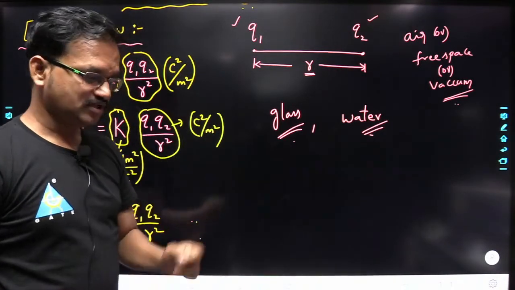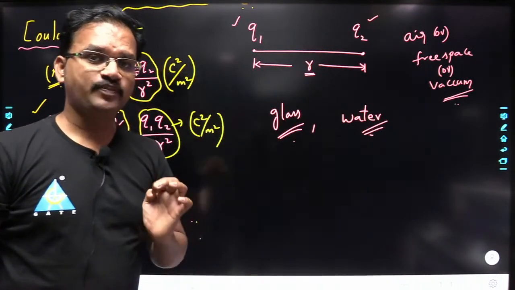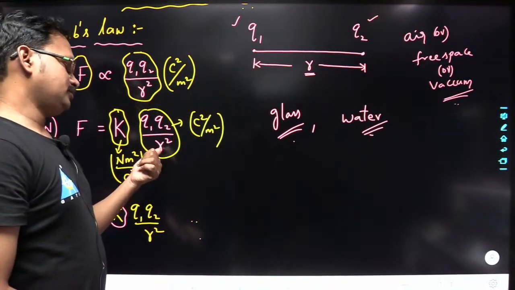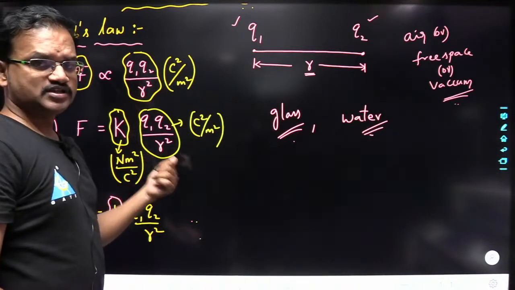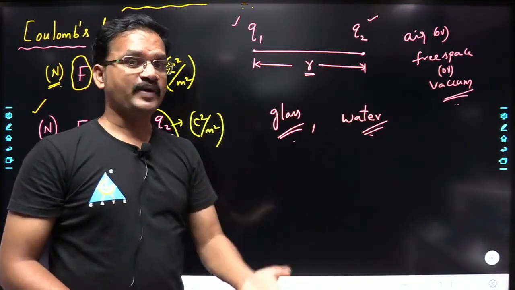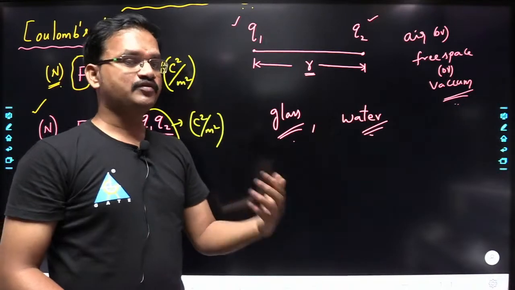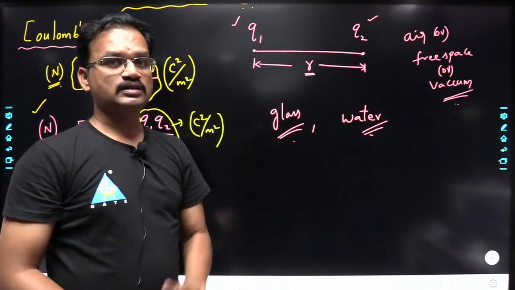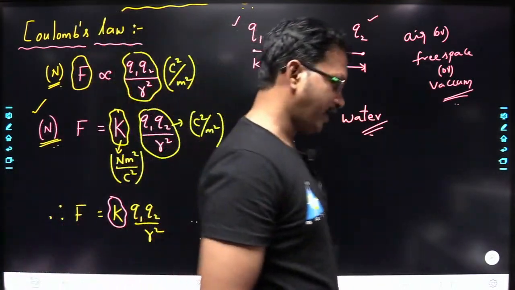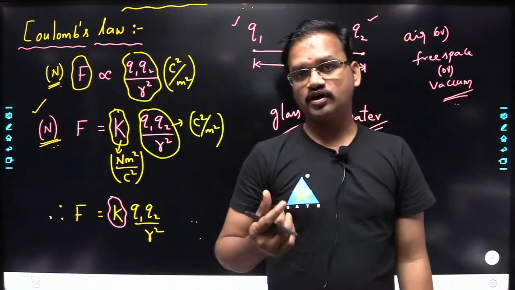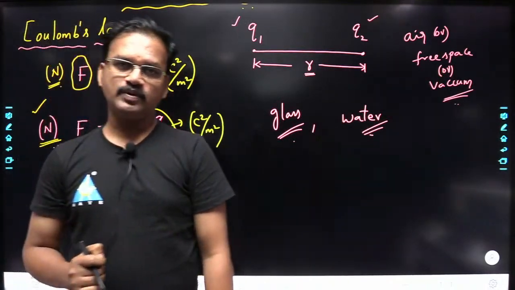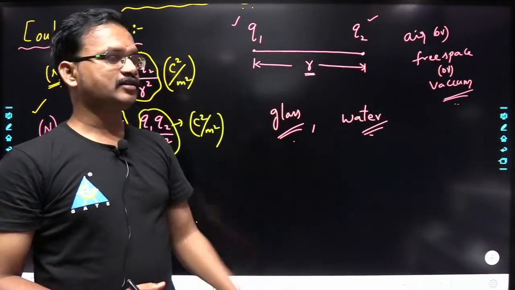So that means the force between the charges is not only depending upon Q1 and Q2 and the square of the distance between them. It is not only depending upon the product of the charges and the square of the distance between them. It is also depending upon the medium in which you are calculating the force, or the medium in which you have kept these charge carriers. So the force between any 2 point charges is not only depending upon the product of the charges and the square of the distance between them, it is also depending upon the medium in which you are calculating the force.